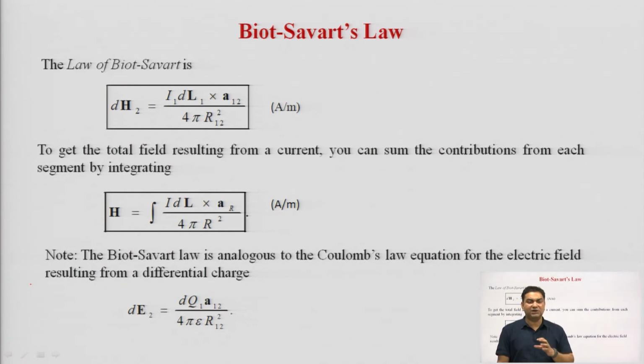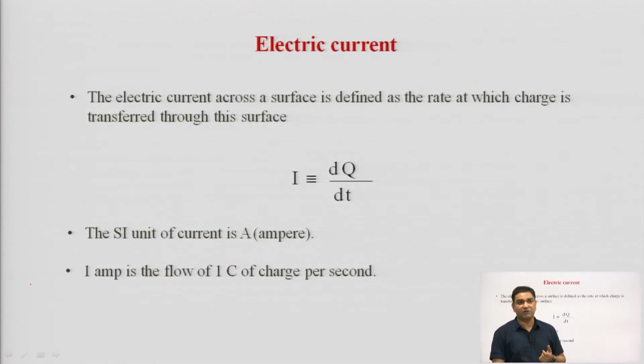To get the total field resulting from a current, you can sum the contributions from each segment by integrating. So, the integration is taken here, and the Biot-Savart law is analogous to Coulomb's law equation for the electric field resulting from a differential charge element. You have already studied about it.